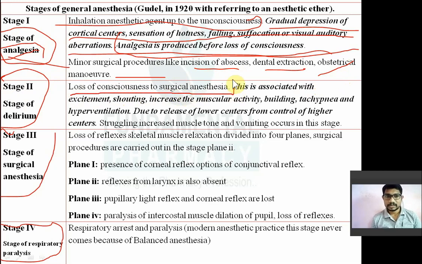So this stage 2 of general anesthesia extends from loss of consciousness of patient up to the surgical anesthesia. Okay. So this is associated with excitement, shouting, increase in the muscular activity, then tachypnea and hyperventilation. What happens is due to some reason. What is that reason? Due to release of lower center from the control of higher center.